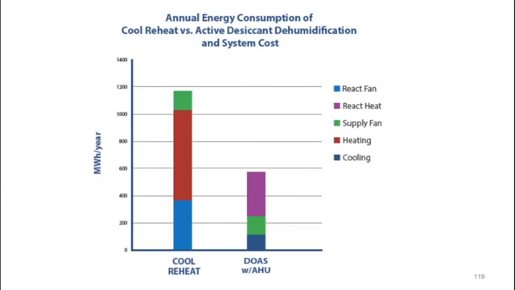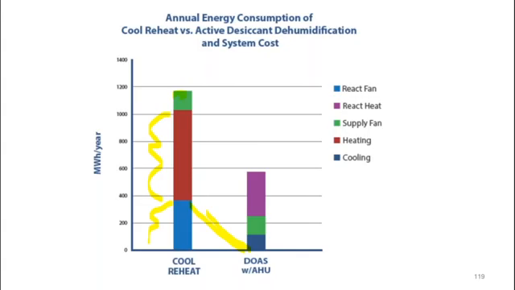Let's look at some energy comparisons of the cool reheat versus the active DOAS. Pretty simple to see. This is for an application that was here in Minneapolis or somewhere in this neck of the woods. Cool reheat. This is the supply fan at the top, the fan in the air handler. This is the heating, the reheat, and then the cooling. Compare that to the active DOAS system.